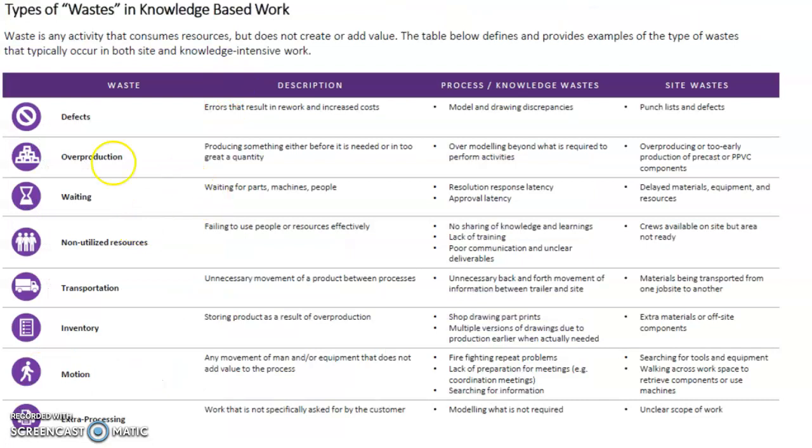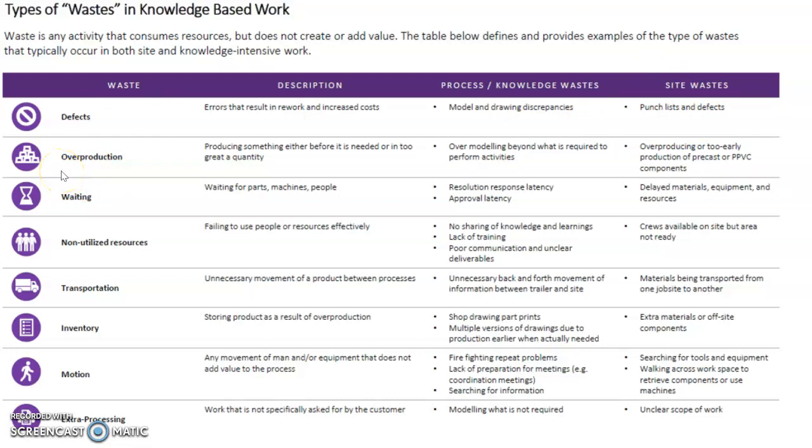So as far as Lean is concerned, the definition of waste is that waste is any activity that will consume resources, and by itself does not create or add value. You can look at the table here, which defines and gives examples of the types of waste that typically occur, both on site and in knowledge intensive work. Obviously defects are a type of waste. Also you can say an error that results in rework, increasing the cost, and a model or drawing discrepancy could be an example of defects. On site it could be the punch list and the defects.